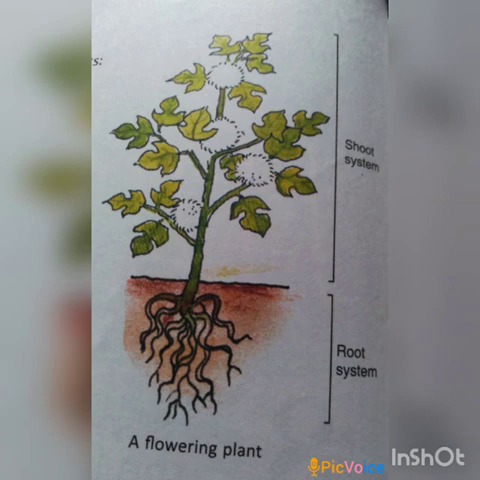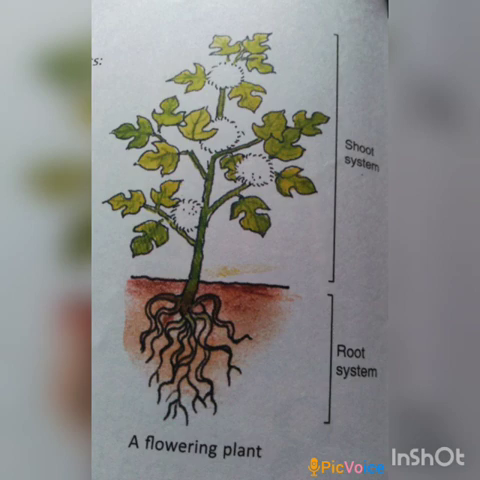Students, as you know, there are two kinds of plants: flowering plants and non-flowering plants. That means the plants which bear flowers are flowering plants, and the plants which do not bear flowers are non-flowering plants. A flowering plant is made up of two main parts, the root system and the shoot system. Now let us study these two systems one by one. At first, we will discuss the root system.